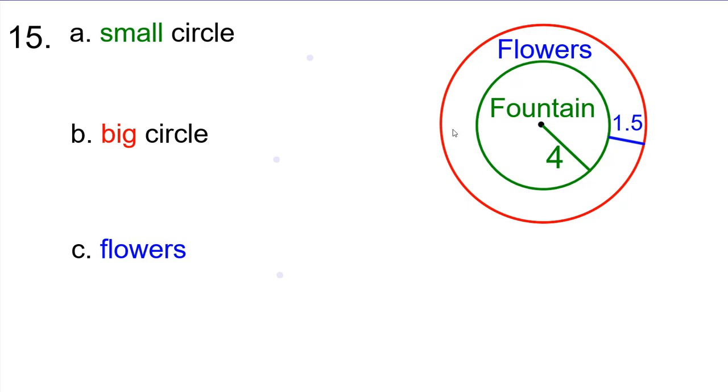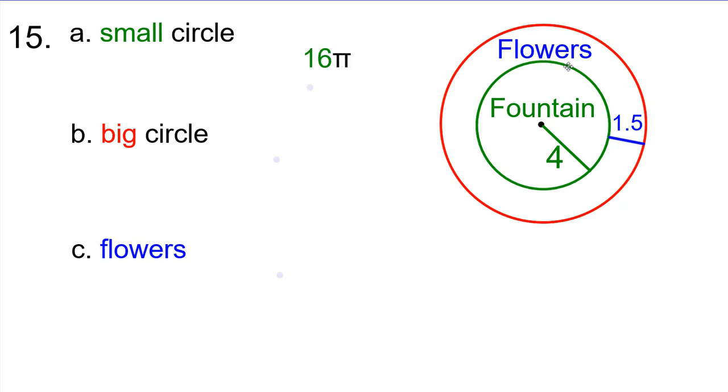A circular fountain is surrounded by flowers. The fountain's diameter is 8 feet. So the radius would be 4, right? The flowers extend 1.5 feet from the fountain in all directions. What's the area of the smaller circle, the base of the fountain? So we want to find this green circle's area here. So 4 squared would be 16 pi.